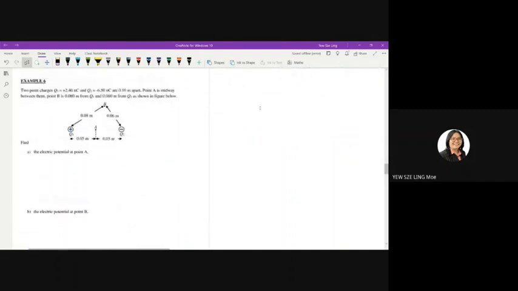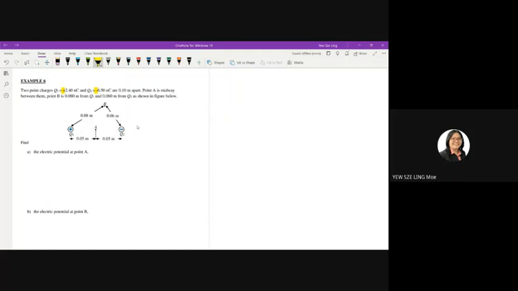So example 6, once again, you have 2 point charges, one with a positive charge, one with a negative charge. They are placed 0.1 meter apart. Point A is midway. Midway means halfway. The distance on the left is equal to the distance on the right between them. So point B is 0.08 meter from Q1 and 0.06 meter from Q2 as shown in the figure.